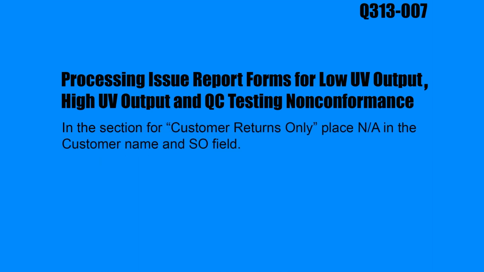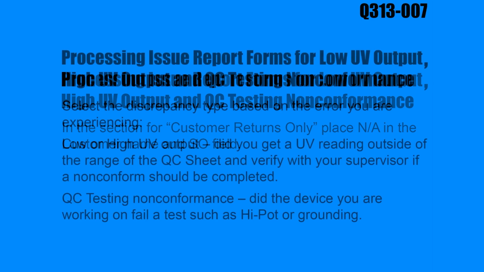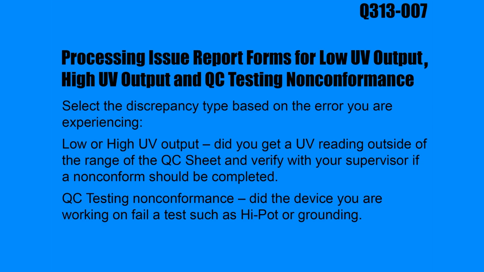In the section for customer returns only, place Not Applicable in the customer name and SO field. Select the discrepancy type based on the error you are experiencing. Low or high UV output: did you get a UV reading outside of the range of the QC sheet? Verify with your supervisor if a non-conform should be completed. QC testing non-conformance: did the device you're working on fail a test such as high pot or grounding?